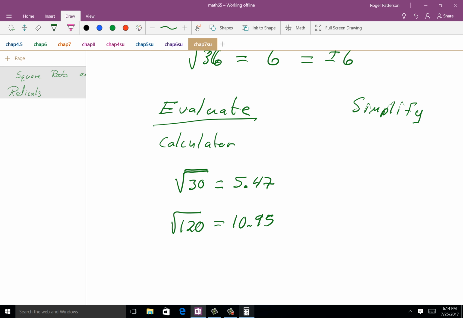So when you see evaluate, always look for the principal square root. Don't worry about the negative part.